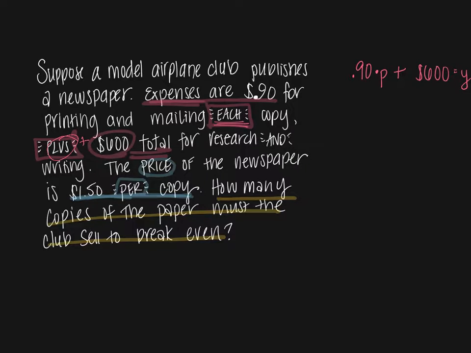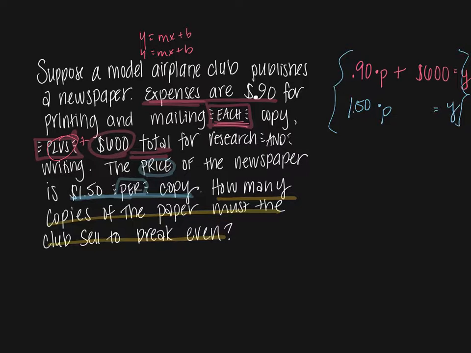Down here, I am going to find that the price of my newspaper is $1.50 per copy, or per each of my papers. How many copies of the paper must I sell to break even? Okay, so I have a system of equations here. My pink represents my expenses, and my blue represents the money coming in. Fortunately, these are both in y equals mx plus b. Anytime I have two situations in y equals mx plus b, do I want to use substitution, graphing, or elimination? I want to graph this.